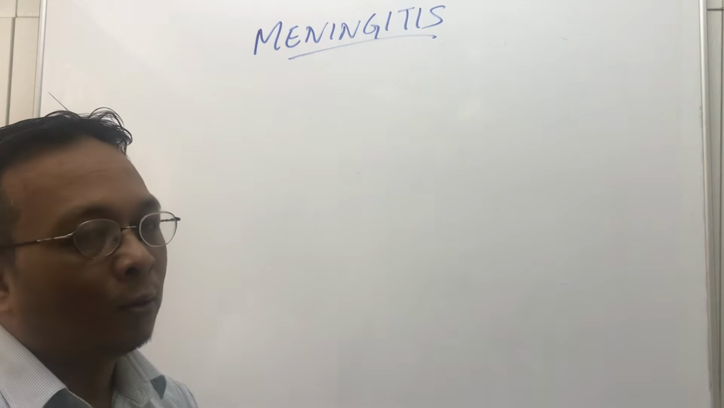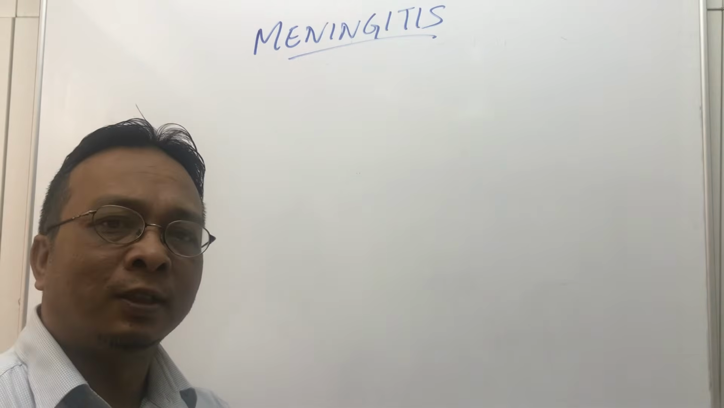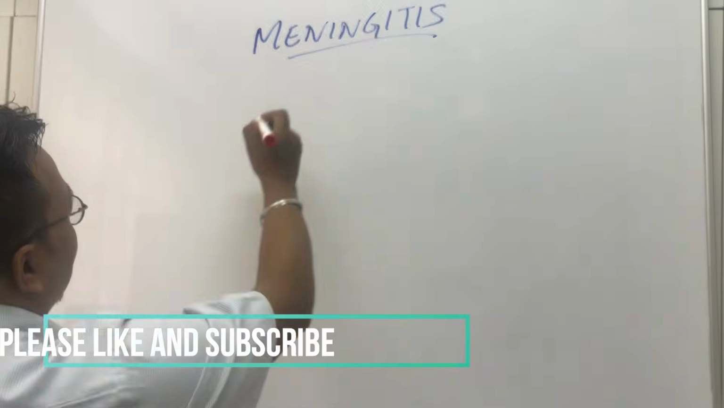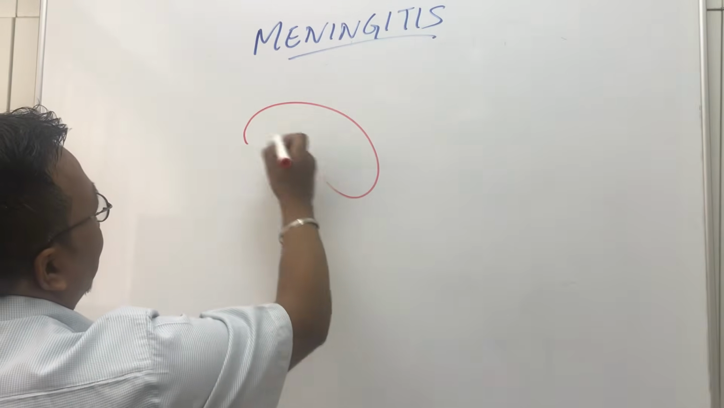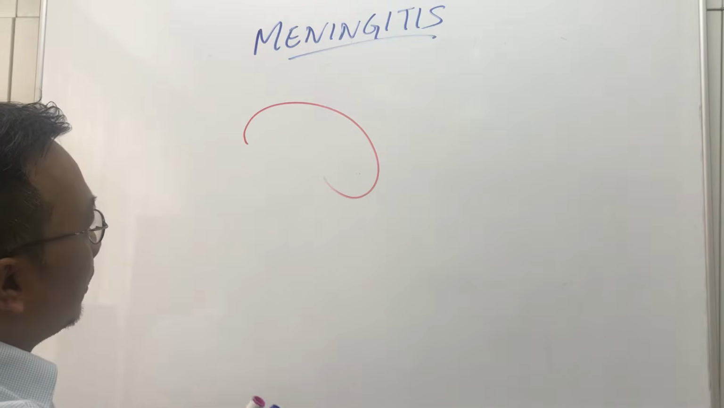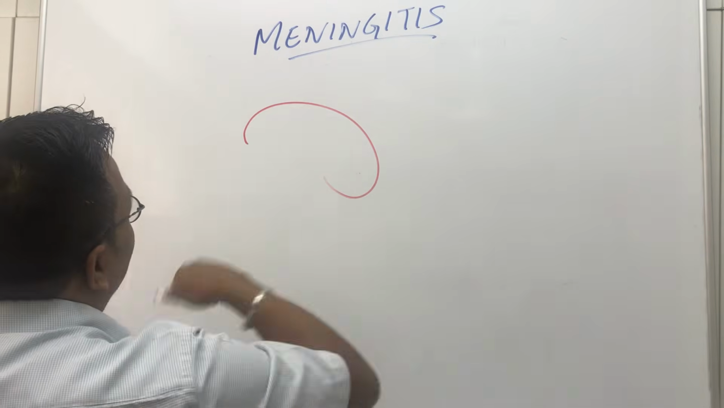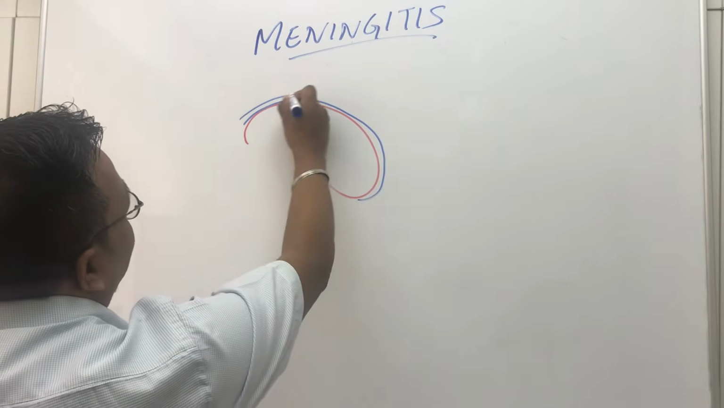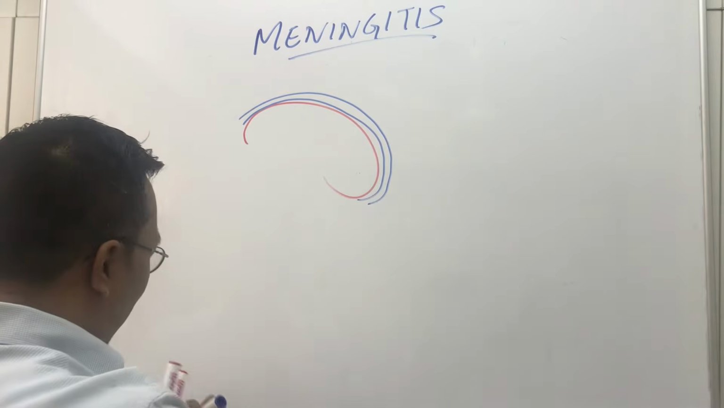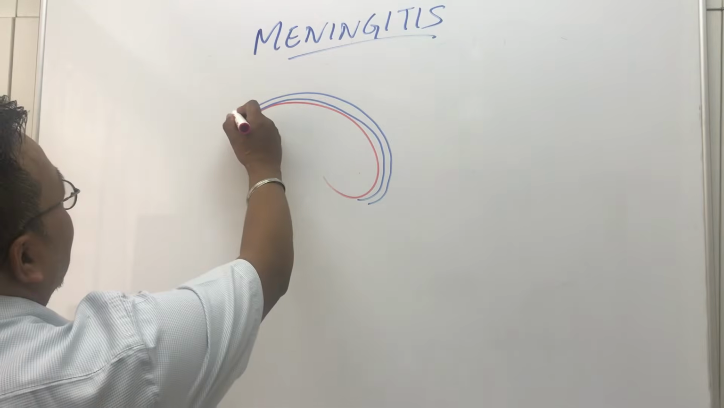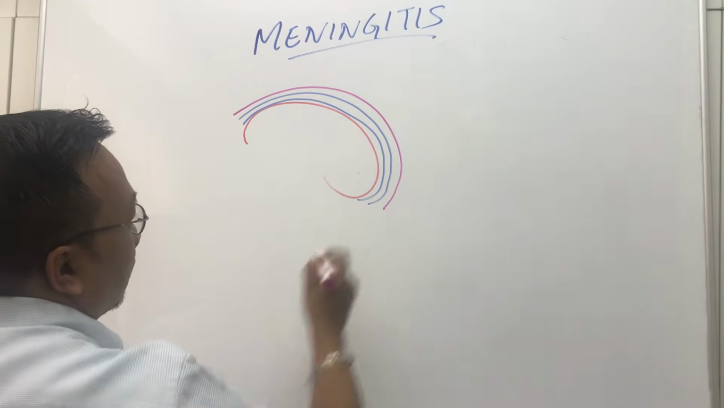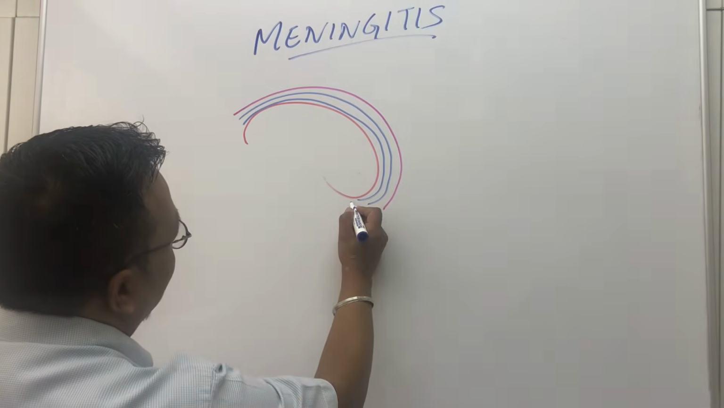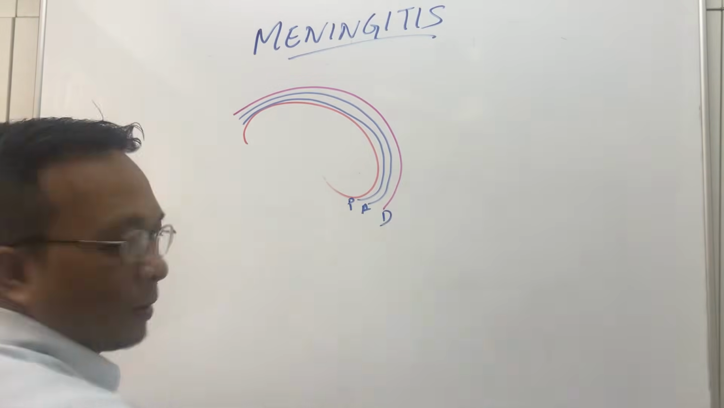Meningitis. Now, when you say meningitis, it means inflammation of the meninges. Let's say this is the brain, and then you have the coverings outside the brain. First there is the pia mater, then the arachnoid mater, and then the final covering is the dura mater. So when you go from inside to outside: pia mater, arachnoid mater, dura mater.